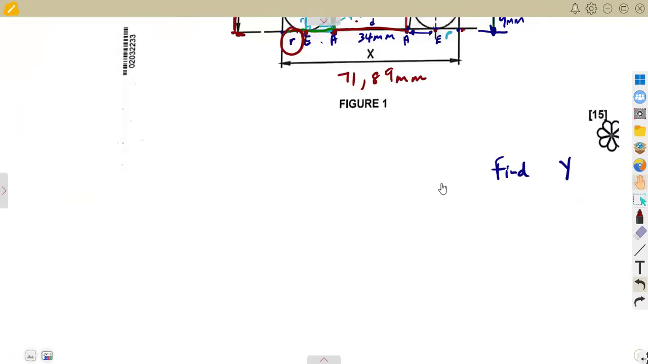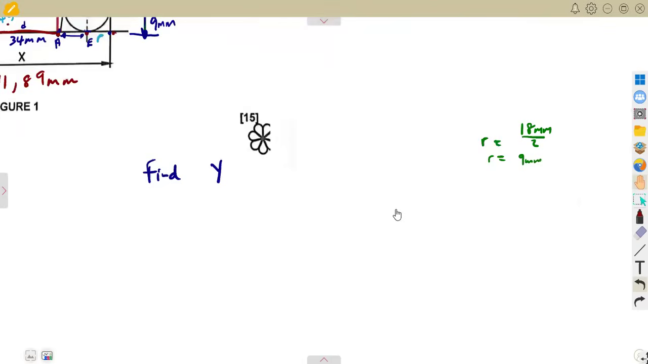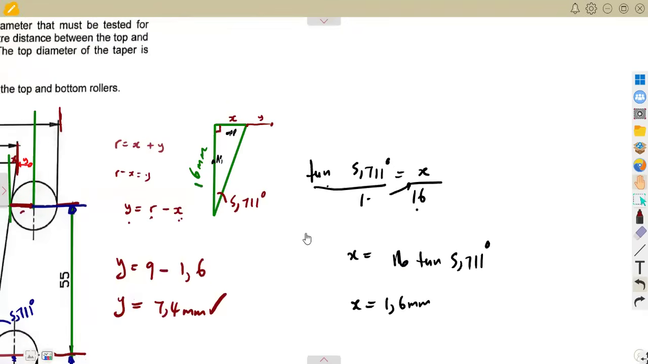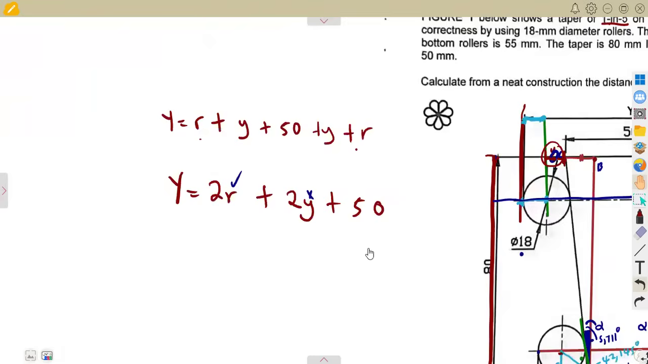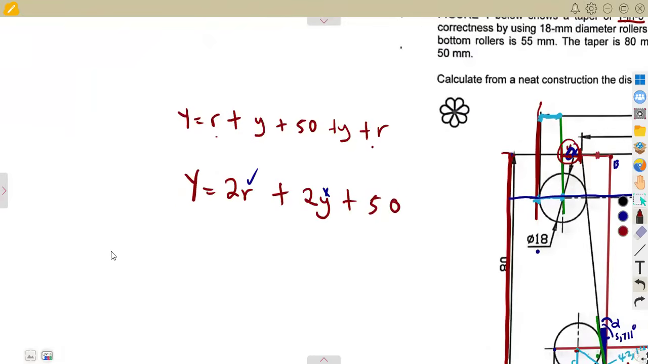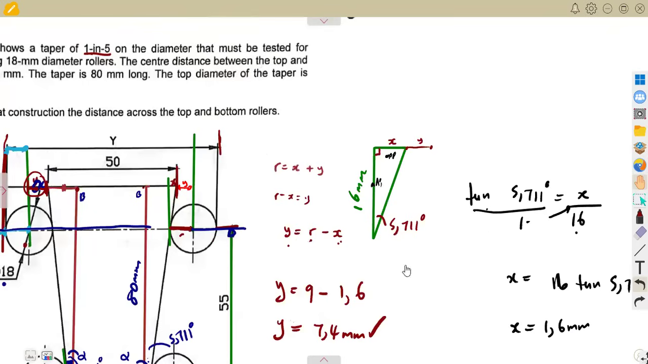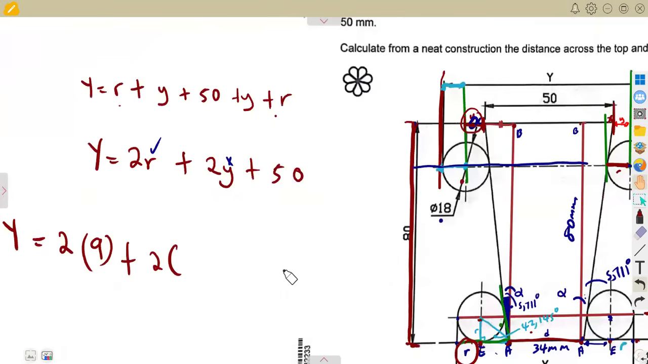Remember our formula. Where did I write that formula, guys? All right, you see, guys, this thing of writing a lot of things. Now I can't remember where I wrote this. I think it was this side here. All right, so this is it. So therefore, y is equal to 2 times the radius. Remember, the radius from 18 divided by 2 is 9, plus 2 times y. We calculated the value of y in this case, and y was 7,4. So this is 7,4 plus 50. That's what you're going to have there.